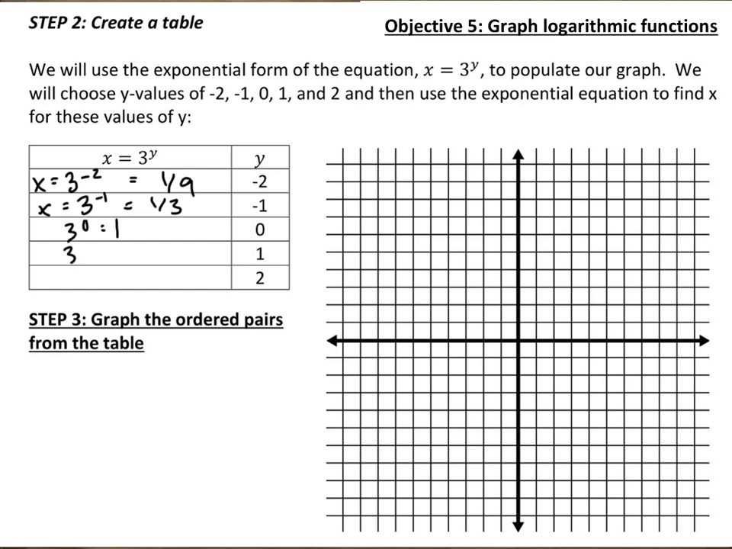3 to the 0 power is 1. 3 to the 1st power is 3. And 3 to the 2nd power is 9. So we have ourselves a nice set of ordered pairs that we can graph. So when x is equal to 1/9, where is that? Well, here's our x-axis, here's our y-axis.